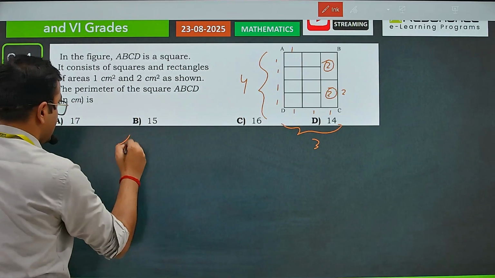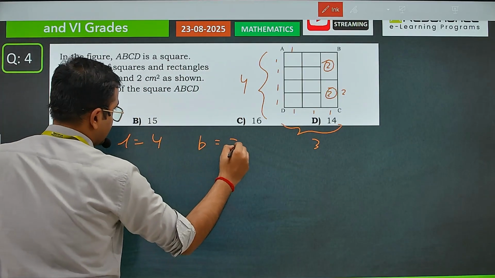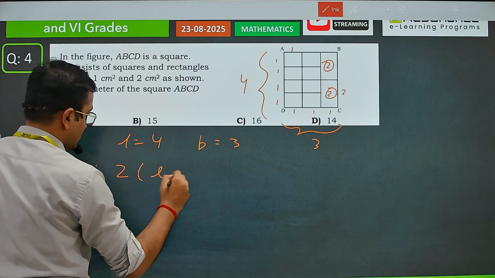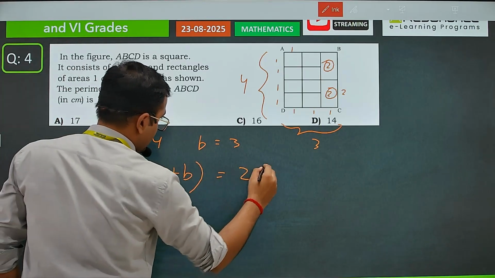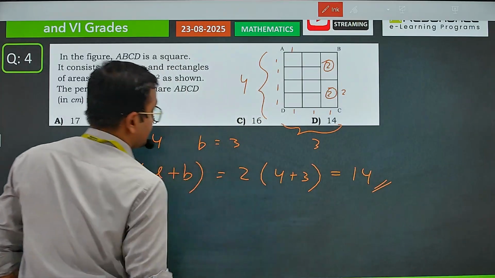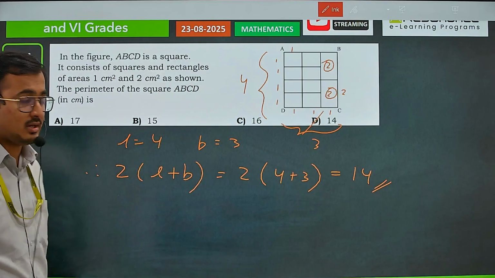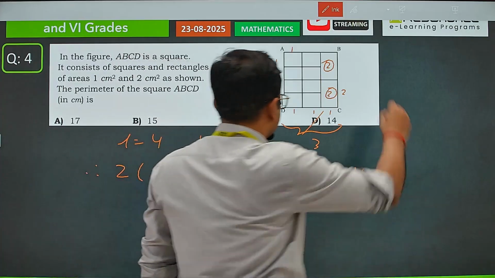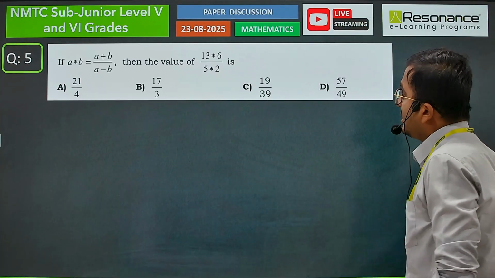So the length is given as 4 and the breadth is given as 3. Therefore, the perimeter is 2 into (L plus B), which is 2 into (4 plus 3), which is 14. That's option D, as simple as that. The easiest question of today's paper. Moving to the next part.